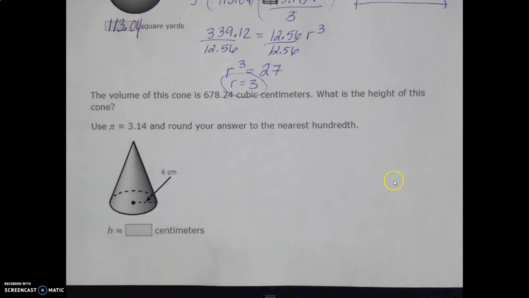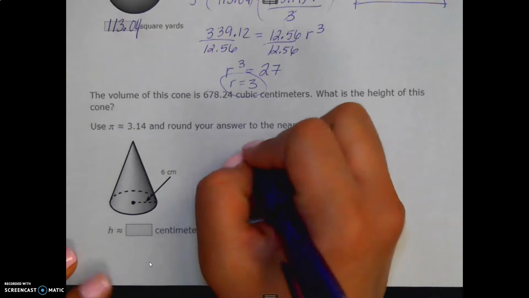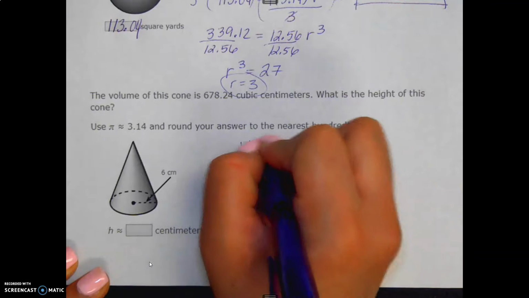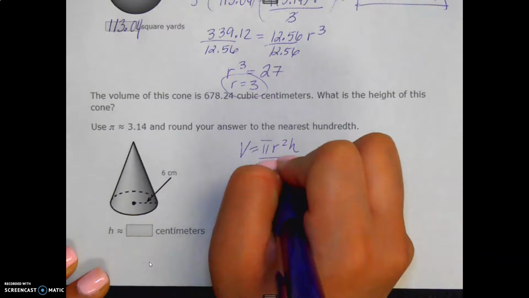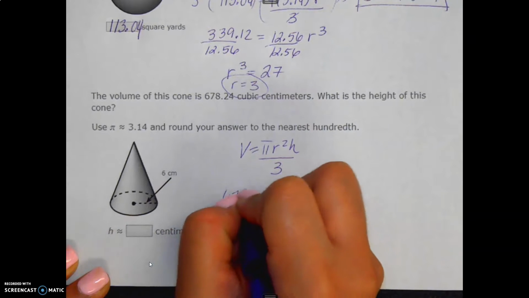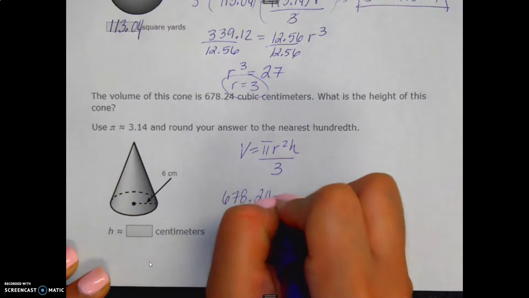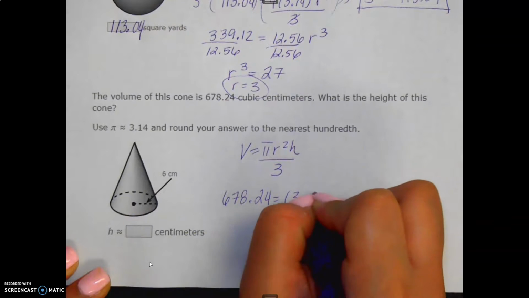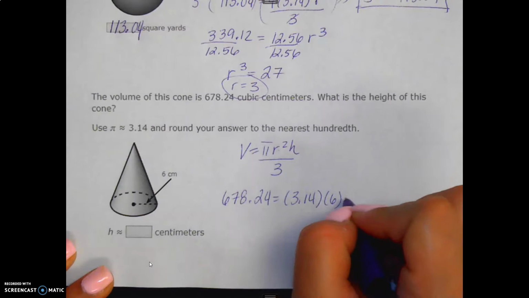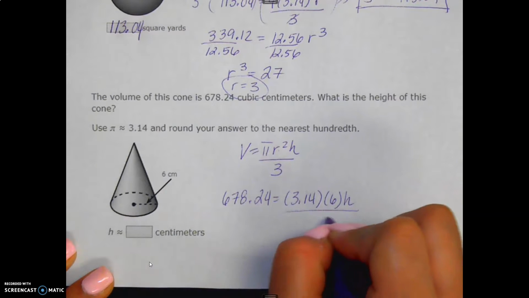All right, we have a little bit of time. The volume of this cone is 678.24 cubic centimeters. So first things first, write the volume of your cone formula. Pi r squared h divided by 3. It gives me the volume, so I need to plug that in. 678.24 equals 3.14. It gives me the radius. My radius is 6. We don't know the height. That's what we're looking for.